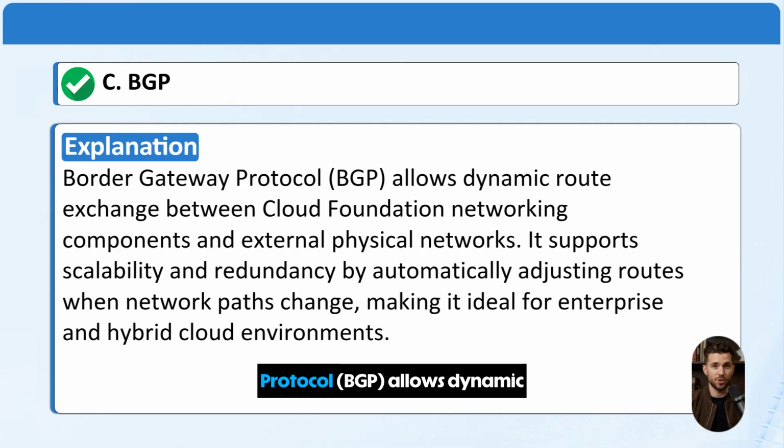Border Gateway Protocol, BGP, allows dynamic route exchange between Cloud Foundation networking components and external physical networks. It supports scalability and redundancy by automatically adjusting routes when network paths change, making it ideal for enterprise and hybrid cloud environments.